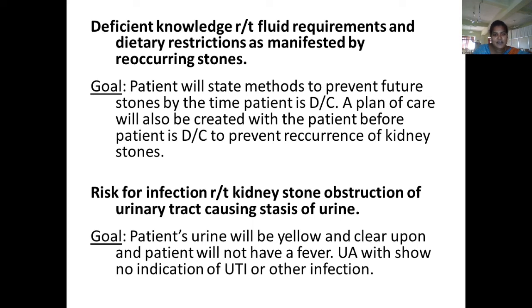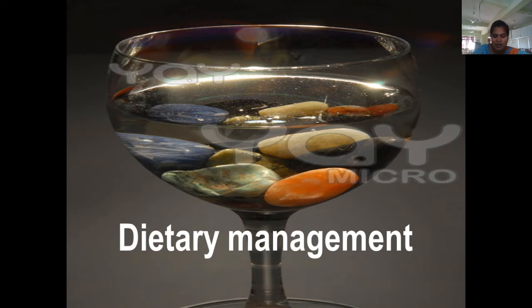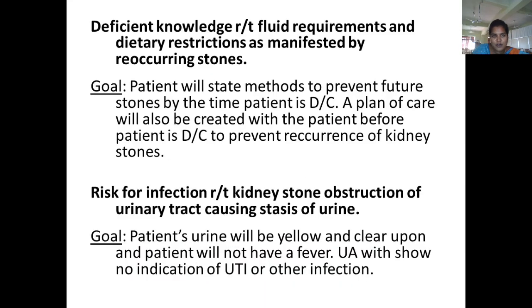And then risk for infection related to the kidney obstruction. Deficit knowledge means we have to give knowledge regarding the prevention of further infections. I won't go into the detail of the nursing management. You plan a nursing care plan for this and write it as an assignment.